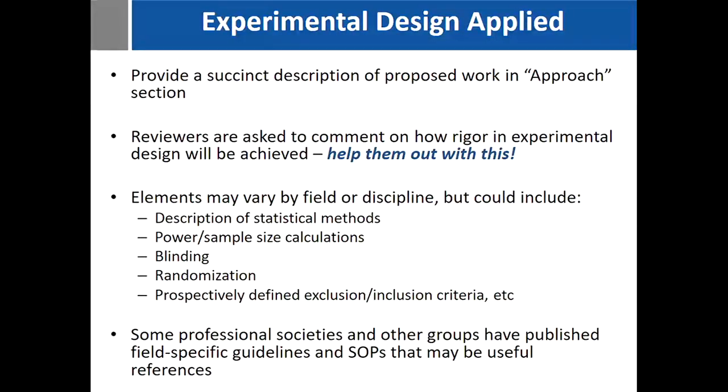Help them by using some of these specific principles. Describe how you will be doing any blinding or randomization. Describe how you did your power and sample size calculations. Use those terms so that reviewers can relatively easily find that, and when they're giving their summary in the study section meeting, they can describe that to the rest of the review panel and really help communicate that you have used these principles to build a solid foundation of the work and that it will be rigorous.